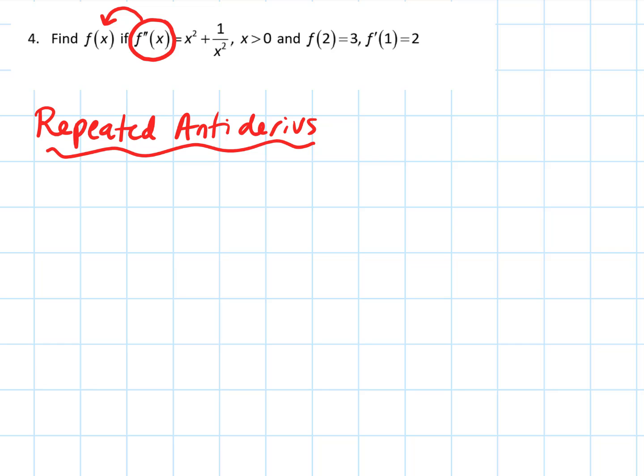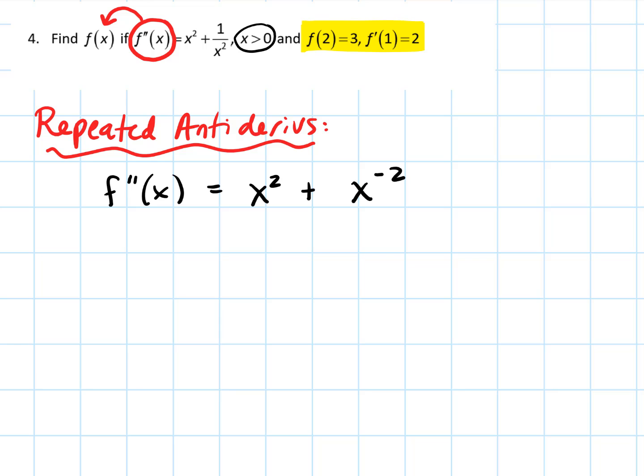We have to do a couple of antiderivatives in order to go from f double prime all the way back to f of x. So if we start with f double prime of x equaling x squared plus, and I'm going to write this as x to the negative 2. 1 over x squared is x to the negative 2. We are told as well that x is greater than 0, so we'll keep that in mind.